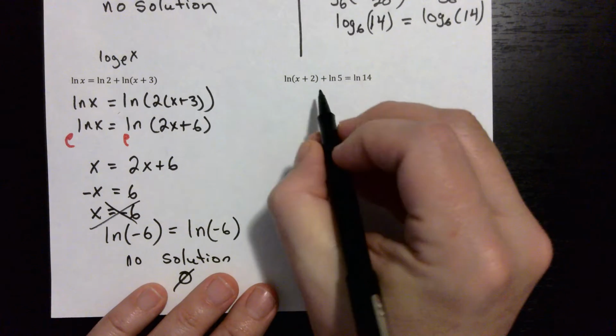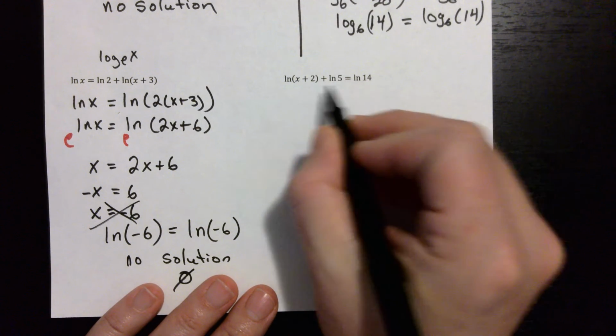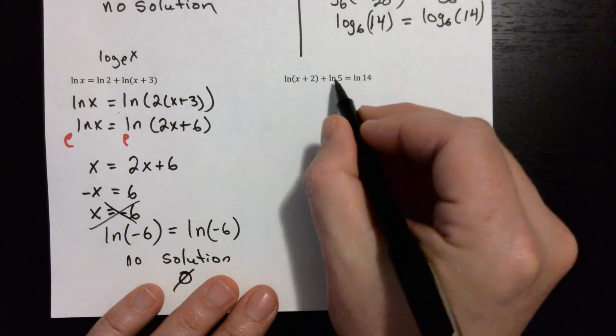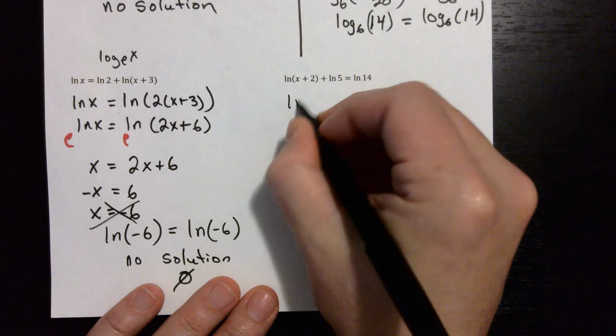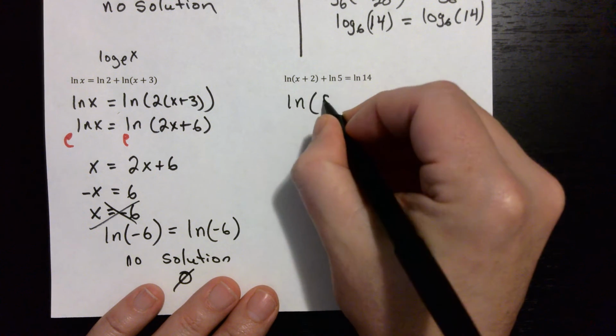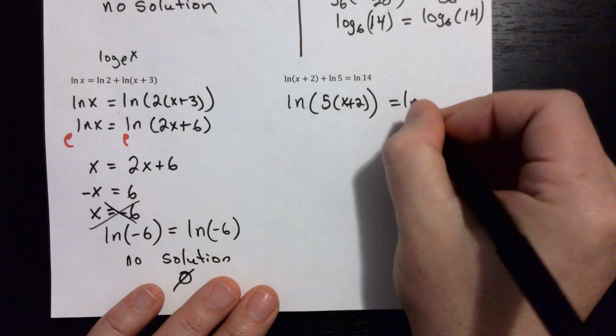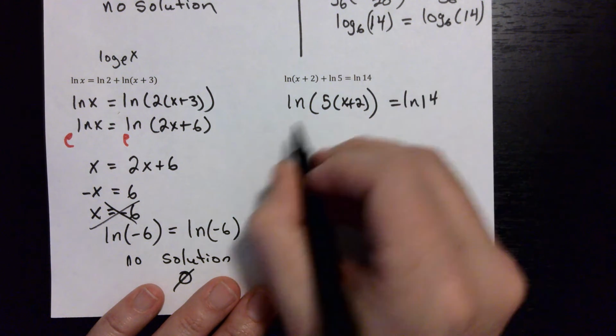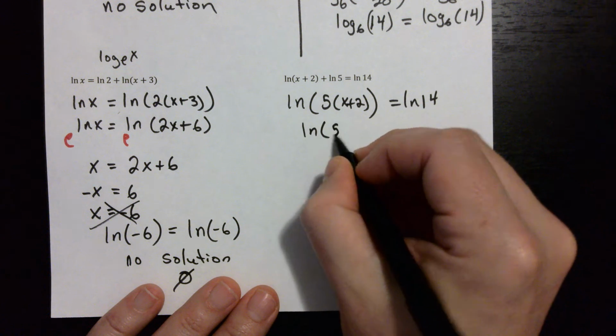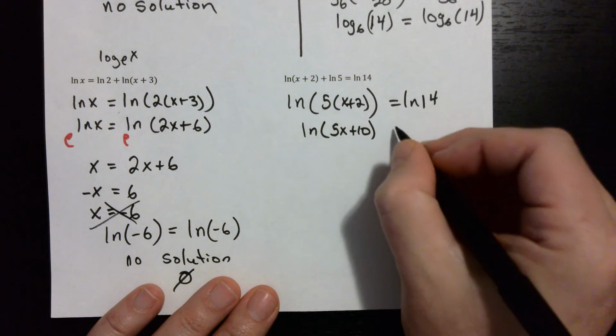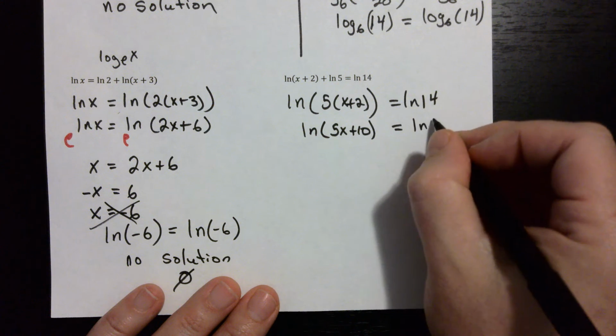Okay, last problem. We have all ln's again. These two are being added, so the first thing I'm going to do is bring those together. ln of 5 times x plus 2. So we use the product rule. And then distribute, so ln of 5x plus 10 equals ln of 14.